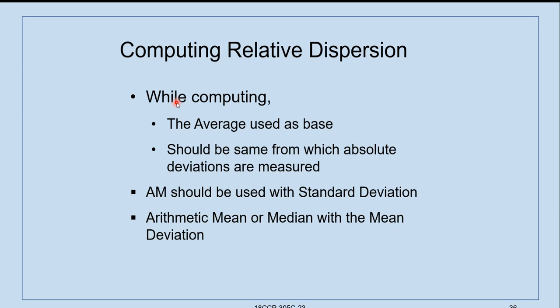Computing relative dispersion, the average should be used as the base. The same average is used for each absolute deviation or measure. Where you have measured the absolute, we can measure the relative also. The arithmetic mean should be used with standard deviation. In standard deviation also we will use the arithmetic mean. The arithmetic mean is the basis for standard deviation also.